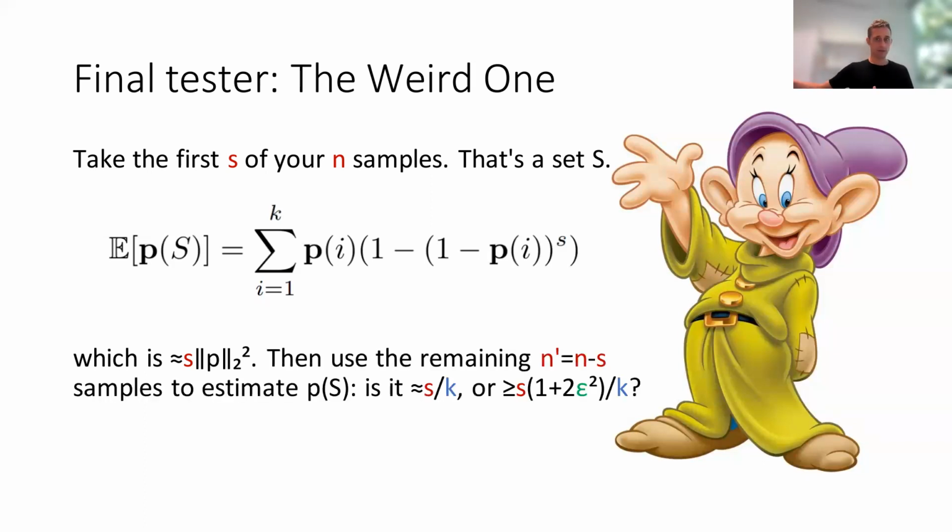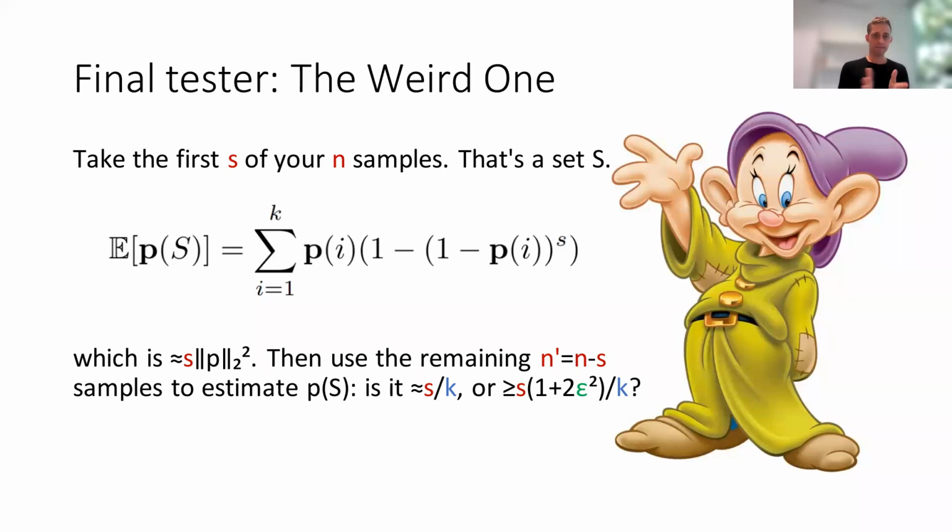You still have the other ones, so then use the other ones to estimate the probability that the unknown distribution puts overall on that set. It's very easy to do. You just check over the remaining n prime samples whether they fall in that set or not. If they fall in it, you say 1. If they don't, you say 0. And then you compute the fraction of ones you have.